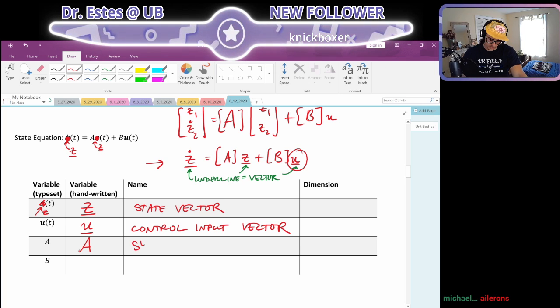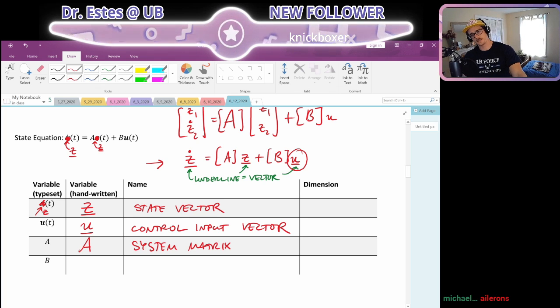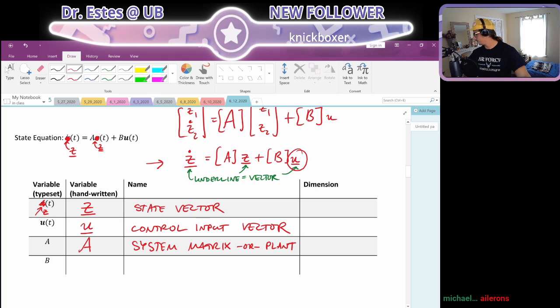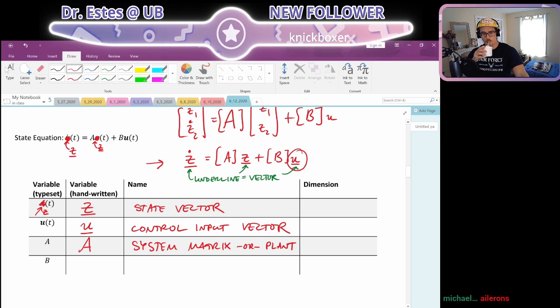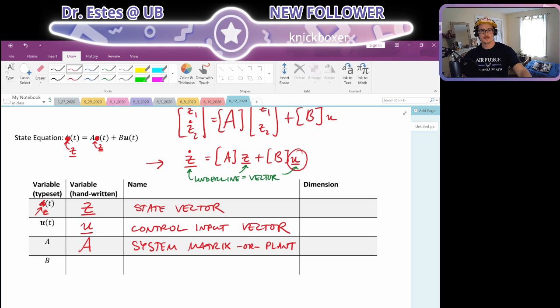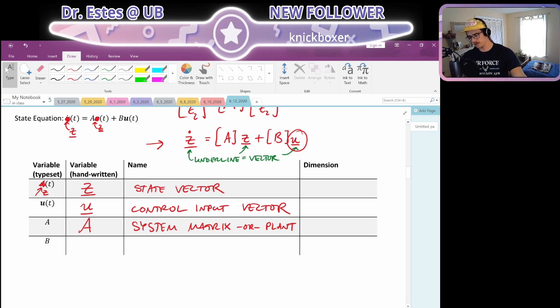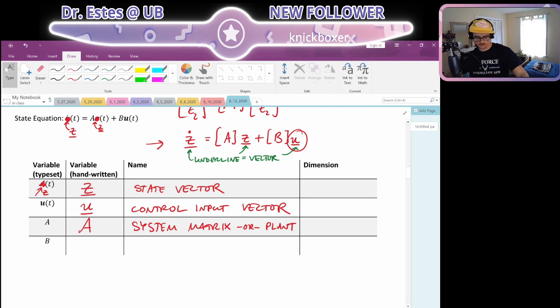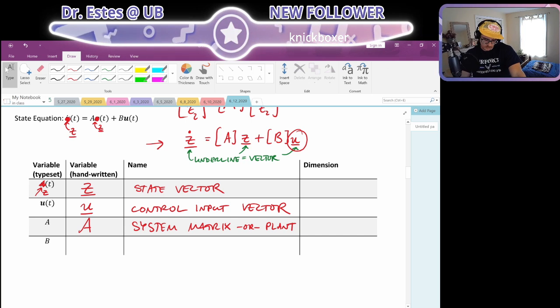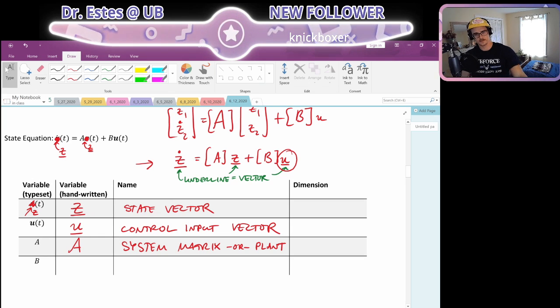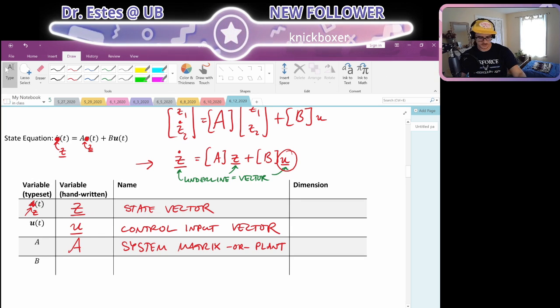A is our system matrix. It actually has another funny name. I don't know really where this came from, but you can also call it the plant. Maybe from like a chemical plant or something. Chemical engineers use this state space representation as well to model different processes.